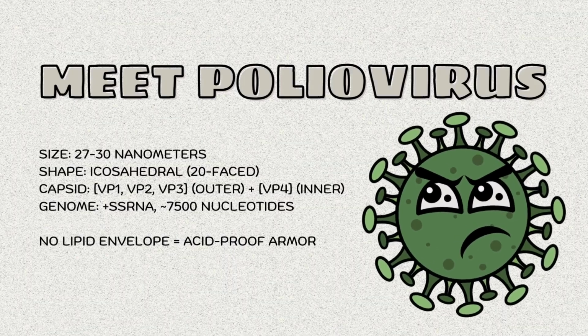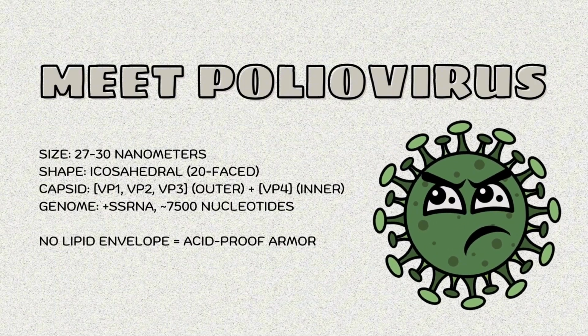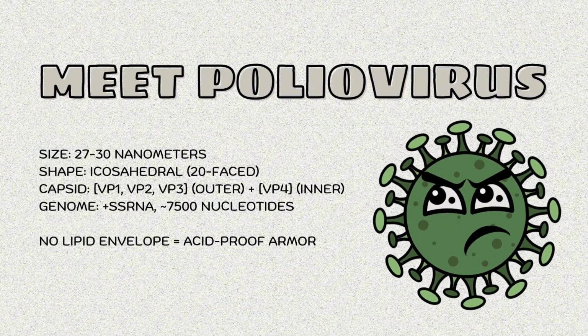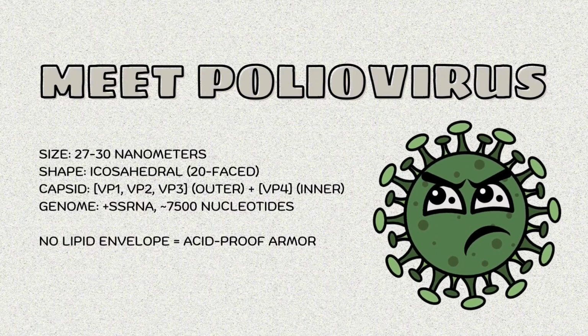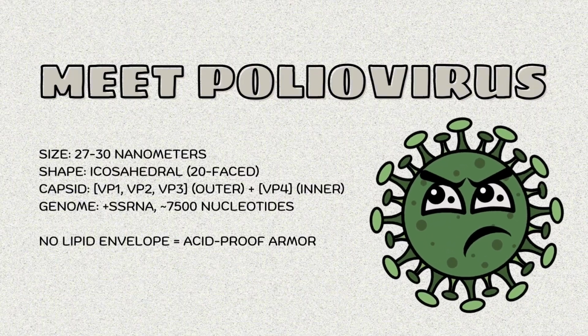His outer shell, called an icosahedral capsid, is made up of 60 identical sets of 4 proteins. VP1, VP2, and VP3 make up the tough outer armor, while VP4 hides inside like a secret latch door. Polio's greatest trick is that he has no outer membrane or lipid coat, which makes him nearly indestructible in acid, bile, and harsh environments. It's exactly what he needs to survive the journey through the human stomach.